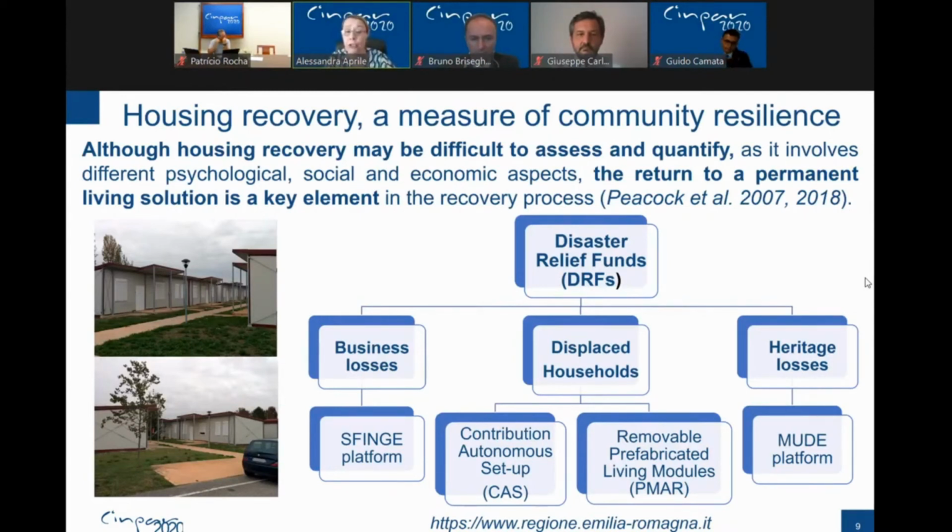The Emilia-Romagna region delivered the disaster relief funds under three main chapters. The first one concerned the business losses, and the application had to be done on the Sfinge platform. The second was heritage losses by applying on the Mude platform. And finally, displaced households could apply for a contribution for autonomous setup or for removable prefabricated living modules. And you can see in the picture here on the left, the new town built with removable prefabricated modules. It's interesting to know that people have lived there for more than 5 years.